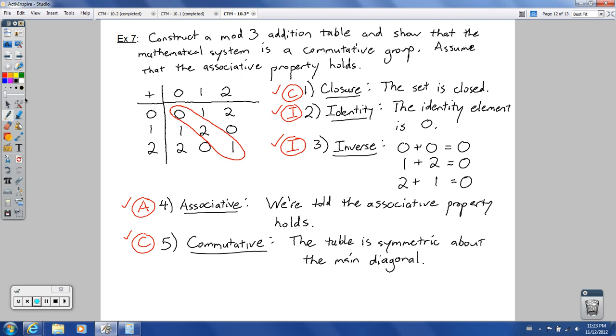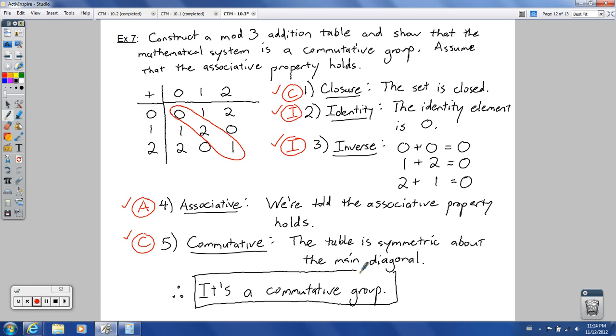So is this a commutative set, or a commutative group rather? These, all 5 of these, they hold, so yes, it is. So we can say therefore it's a commutative group. And so we were assuming that it would be, because it says show that it is rather than say check if it is, but I will still box it in. So we got our answer there.